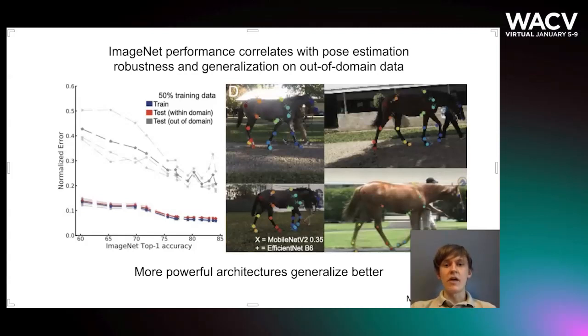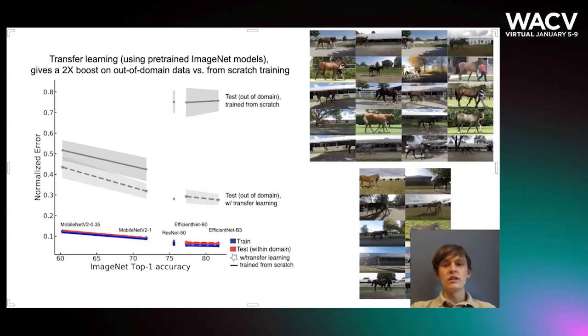In addition to evaluating model architecture, we evaluated the importance of pre-training on ImageNet. Here, it was clear that pre-training on ImageNet is crucial for out-of-domain performance. The solid gray line here is the performance of a model trained from scratch. Clearly, the model trained from scratch performs nowhere near as well as the model that was pre-trained on ImageNet on out-of-domain data.